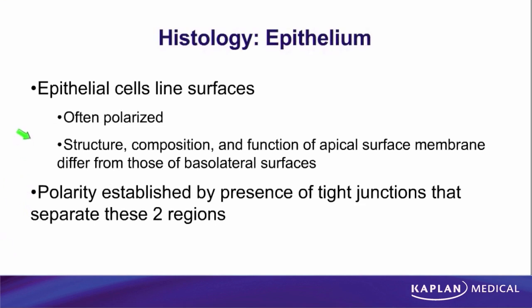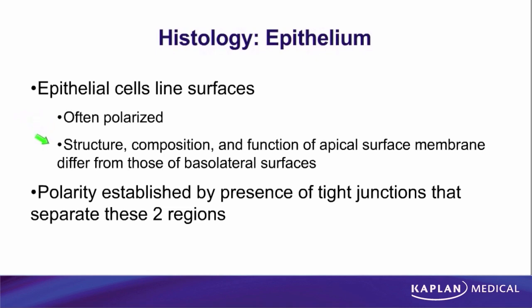So epithelial cells, the one characteristic that we can certainly say about them is that they line surfaces. Those surfaces may be external surfaces, like the surface of the skin, or they might be internal surfaces, like the surface lining a lumen, the lumen of, let's say, the esophagus, the lumen of the trachea. Often these epithelial cells are polarized, meaning that one side of the epithelial cell functions in a way different from the other side and has different modifications to accommodate those functions.